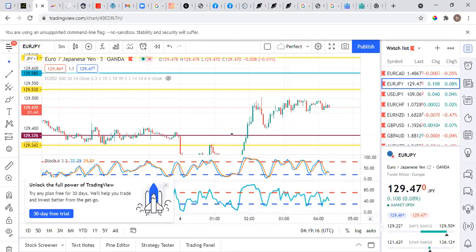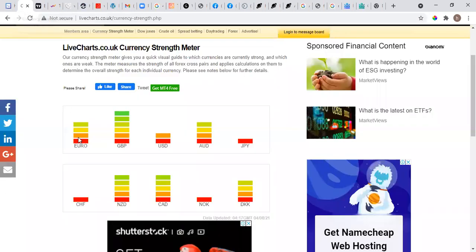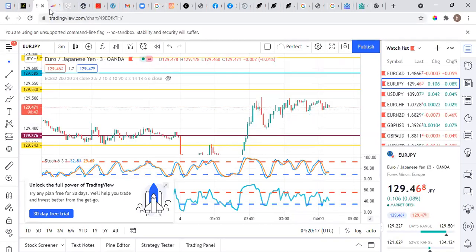Let's go and check Euro JPY. Can you see that it's an uptrend? It has been going up. Okay, so let me check Euro CHF as well. Euro CHF.